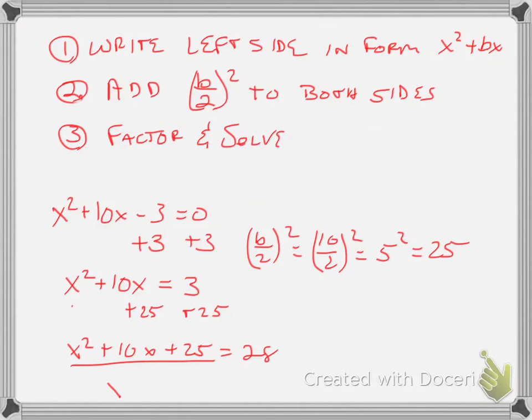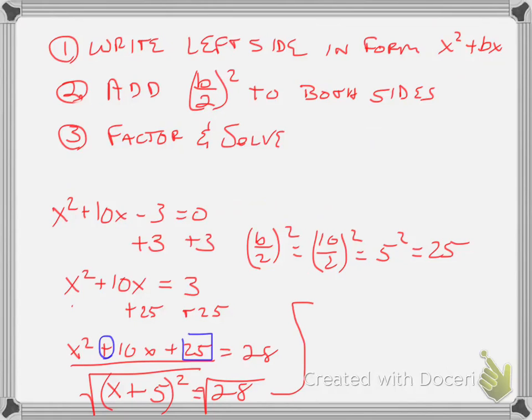So when I factor it, it's going to be x, and now it's going to be a plus because this is a plus. And really you're just taking the square root of this last term. So it's x plus 5 squared is equal to 28. And now I can solve it. The only thing I have on the left side is that parentheses that's squared. So what I can do is take the square root of both sides.